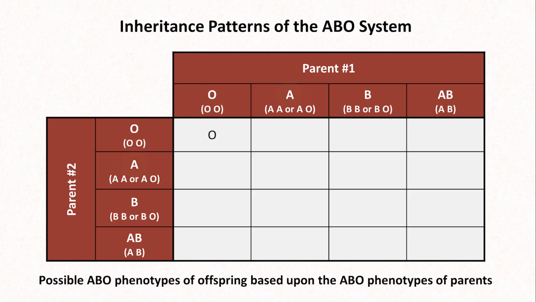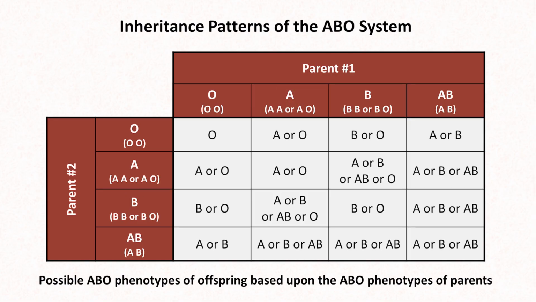Instead, if both parents are type A, their offspring could either have genotype AA, which would be blood type A, genotype AO, which would also be blood type A, or genotype OO, which would be blood type O. The last example I'll give here is if parent 1 is type A and parent 2 is type B. In this case, the offspring could have any genotypes but AA and BB, and therefore they could have any of the 4 blood types we're currently considering. Here's the rest of the chart. You can pause the video and work through it more if you'd like.